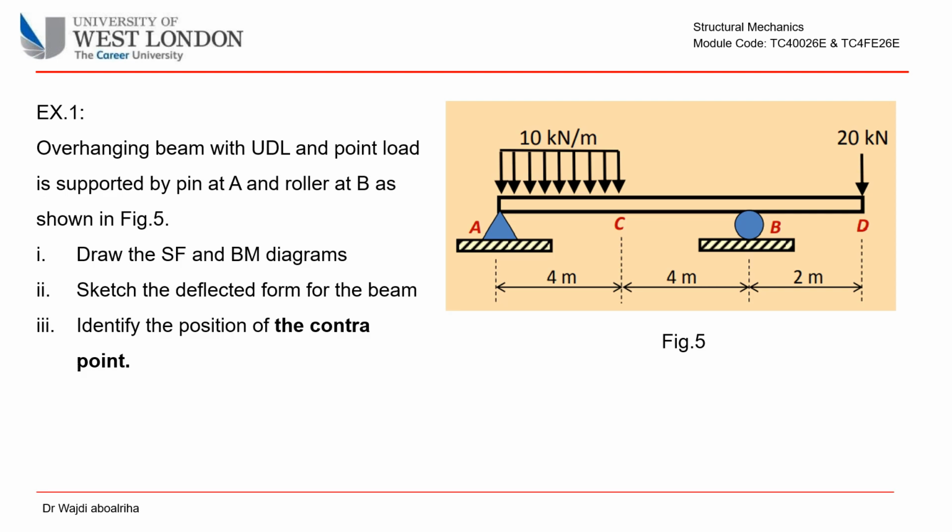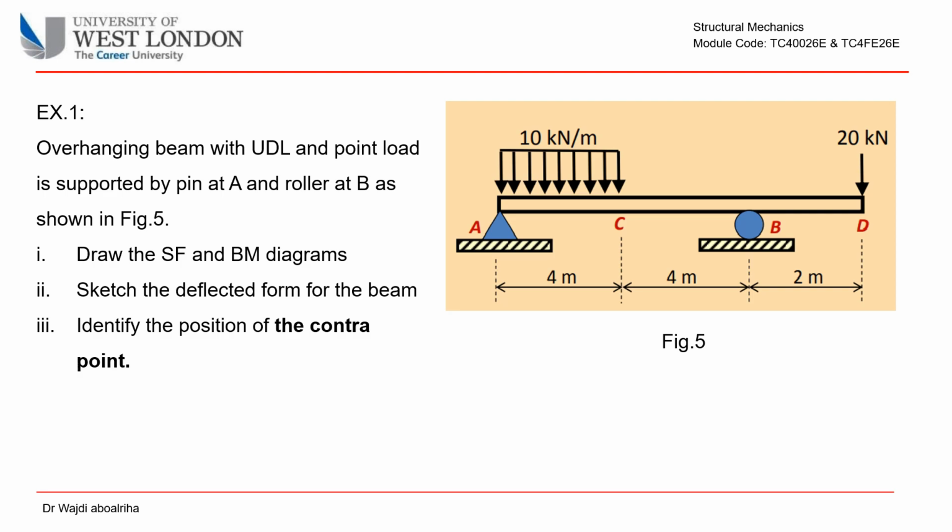After these highlighted points, let's solve this example. An overhanging beam with UDL and point load is supported by a pin at A and a roller at B, as shown in figure 5. Draw the shear force and bending moment diagram. Sketch the deflected form for the beam. Identify the position of the contra point.